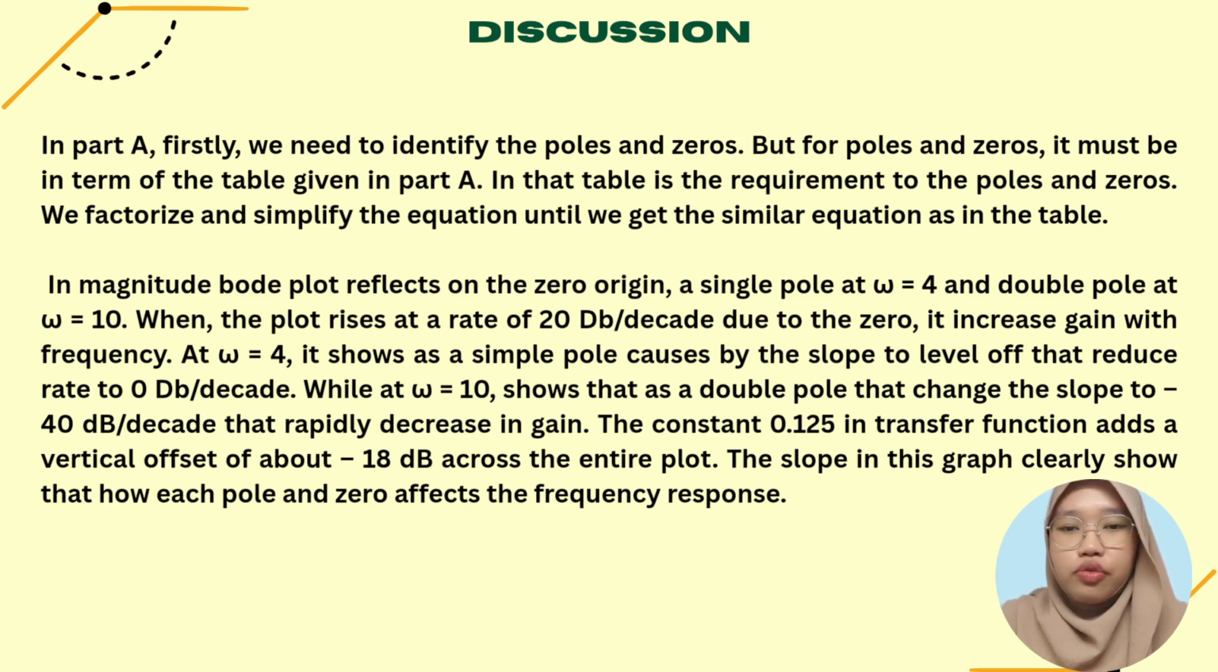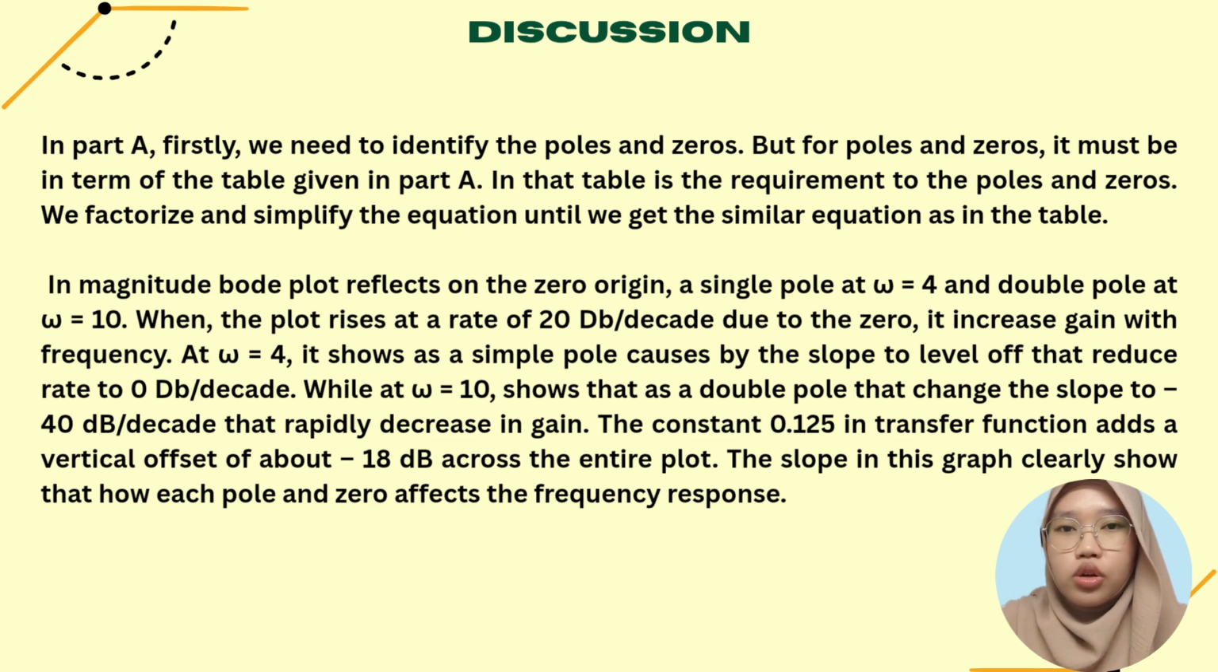The magnitude Bode plot reflects a zero at the origin, a single pole at omega 4, and a double pole at omega 10. The plot rises at a rate of 20 dB per decade due to the zero, increasing with frequency. At omega 4, a simple pole causes the slope to level off, reducing the rate to 0 dB per decade. At omega 10, the double pole changes the slope to negative 40 dB per decade, a rapid decrease in gain.